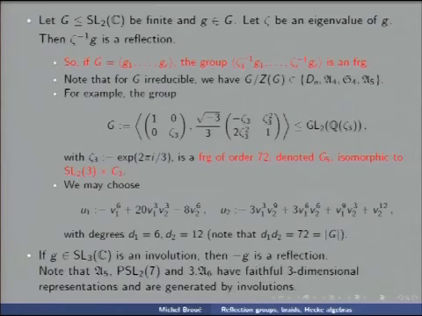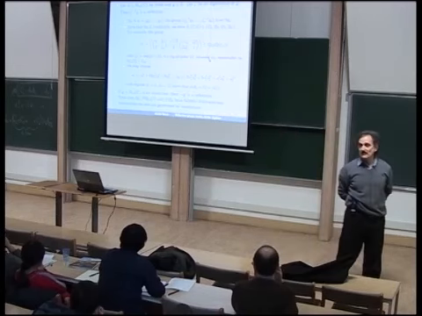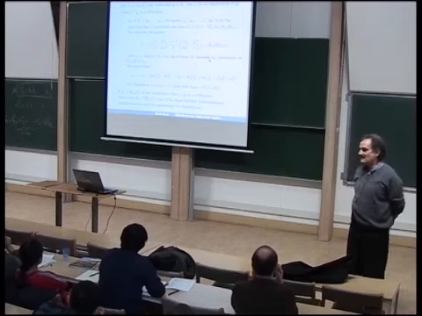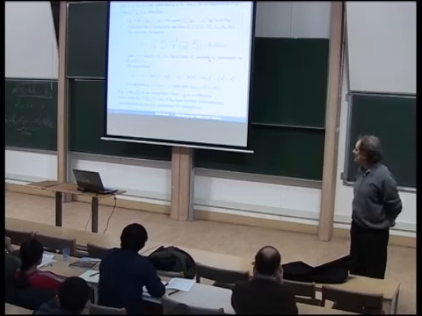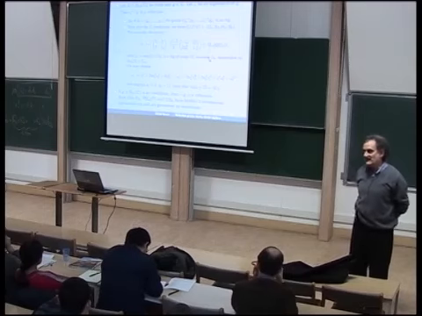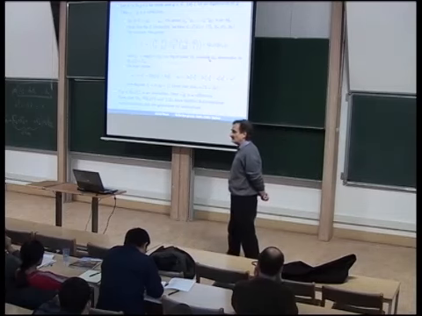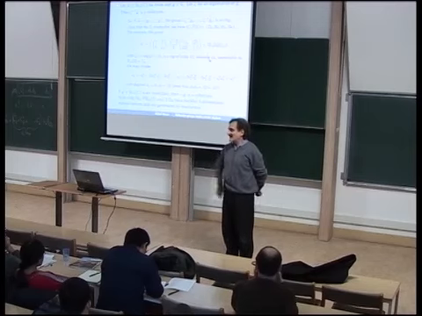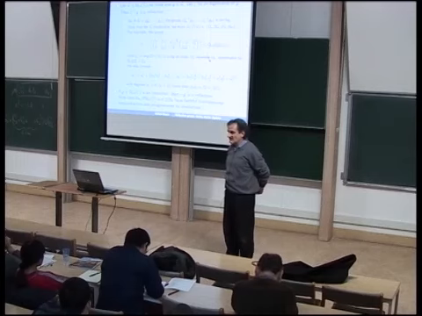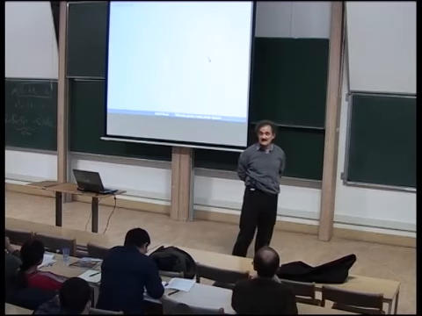And note also that these groups, A5, SL2(7), and an extension of A6 by a cyclic group of order 3, have faithful three-dimensional representations and are generated by involutions. So these two remarks on SL2 and SL3 are useful if you want to find examples, say, of finite reflection groups in dimension 2 and 3. And it is indeed what you have to do for the classification.